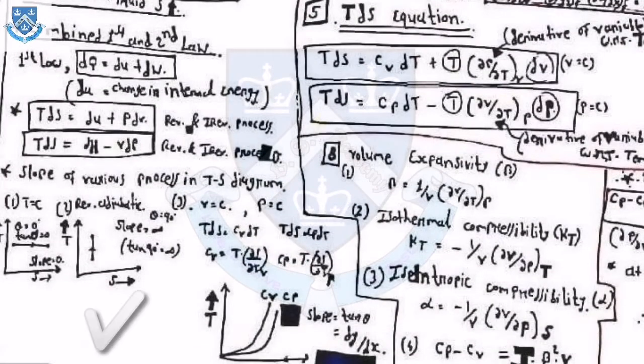Now, slope of various processes in the T-s diagram. The first one is the constant temperature process, where the T-s diagram represents a horizontal line, so the slope is equal to 0. For a reversible adiabatic process, the slope is equal to infinity because theta is equal to 90 degrees and tan 90 is equal to infinity. After that, V is equal to constant means a constant volume process, then T ds is equal to Cv dT, and the slope is equal to T upon Cv, that is T del S by del T at constant volume. Then similarly for pressure equal to constant, T ds is equal to Cp dT, and the slope is equal to T upon Cp, that is T ds by dT at constant pressure. So this is the diagram of T and S, which is already given in the first chart.